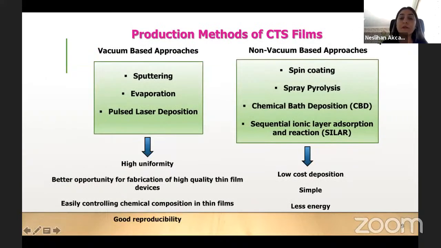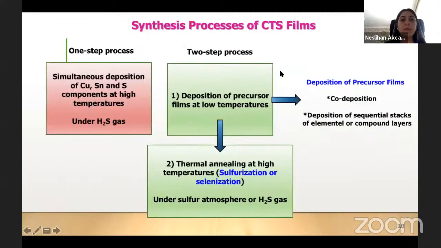The CTS films can be produced by different approaches, vacuum-based and non-vacuum-based. Although the non-vacuum-based approach is mostly preferred by researchers, the maximum efficiency was obtained by the vacuum-based approach, as I said before. You can produce the CTS films with two different processes: one is a one-step process, the other is a two-step process.